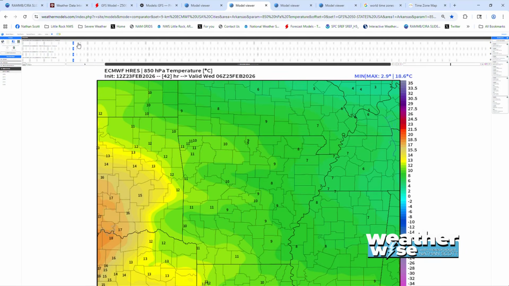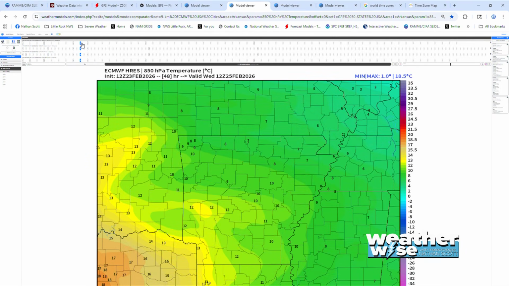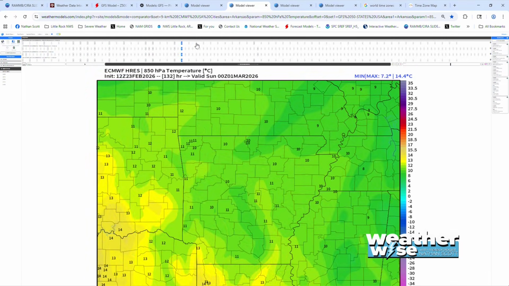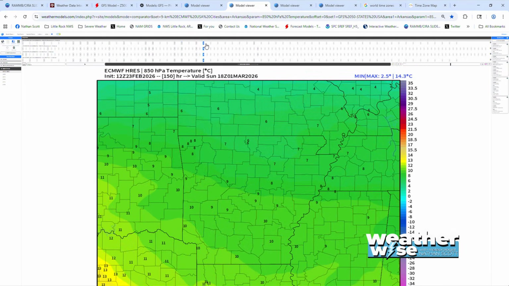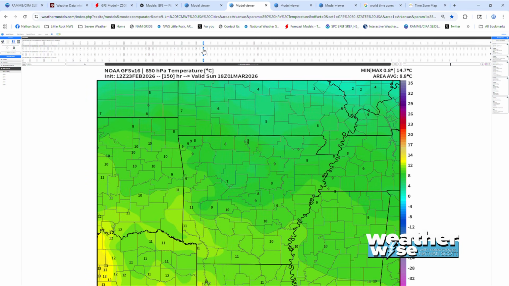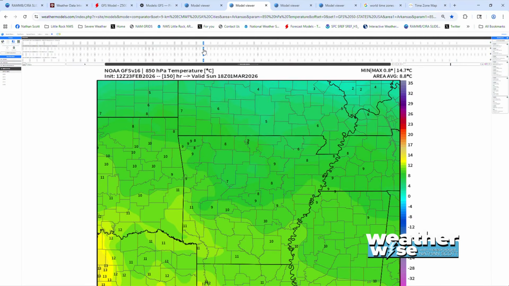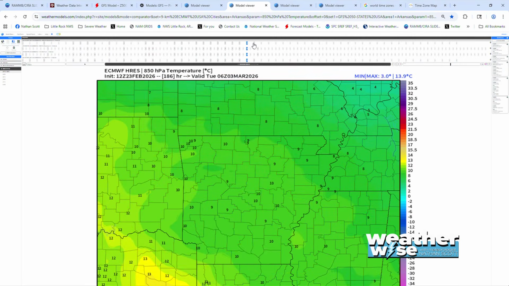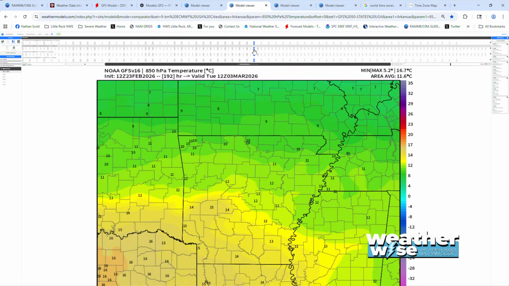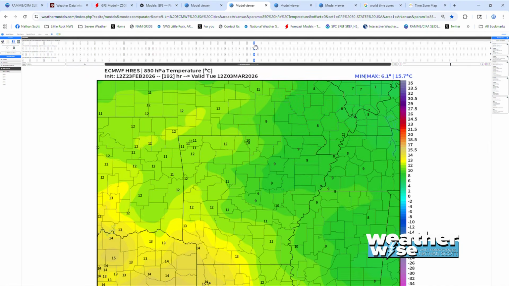Another thing I look at, this is just the 850 temperatures. And we'll just advance this because this is going to be different. 18Z, March 1st, so this is Sunday afternoon. And let's see how this changes. So it's in pretty good agreement for Sunday. Let's advance this here to Tuesday. And you see there are some changes there with that.